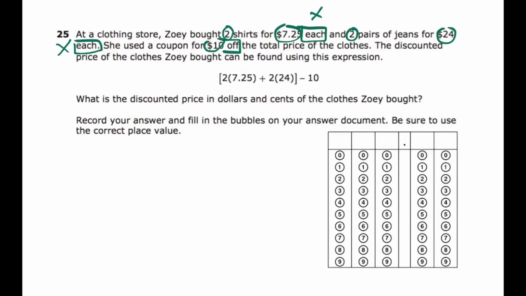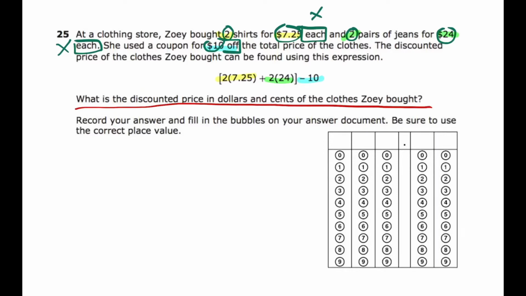So they gave it to me, but even if they didn't, I could figure it out because I know I have 2 times $7.25. I see that here. I know I have 2 times 24. I see that there. And then I have my $10 off. So if I needed to figure it out, I could have, but they were nice enough to give this to me. So let's continue on. What is the discounted price in dollars and cents of the clothes Zoe bought?